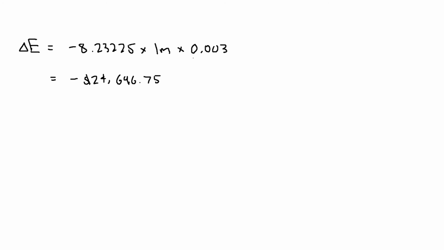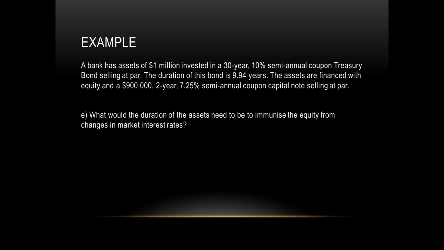So notice how the interest rate has increased instead. And because the bank has a positive duration gap along with a positive change in interest rate, that's going to lead to a decrease in equity value. Okay, last part. What would the duration of the assets need to be to immunize the equity from changes in market interest rates?